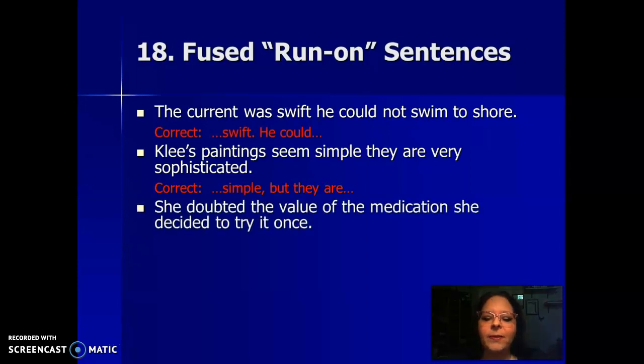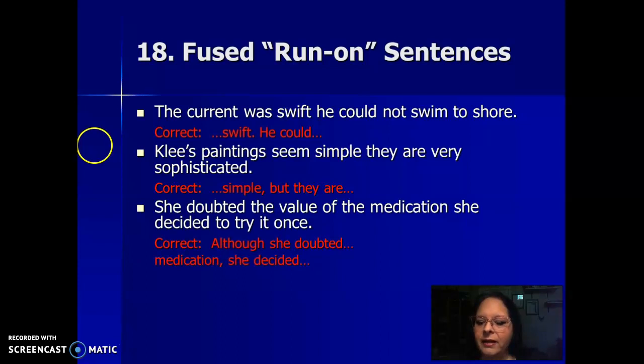She doubted the value of the medication. She decided to try it once. Although she doubted the value of the medication, she decided to try it once. Or she doubted the value of the medication, comma, so she decided to try it once. Sentences have to be connected correctly. And there is a PowerPoint called "What the Beep is a Compound Sentence," I think, or "What the Beep is a Clause." And that one talks more about connecting these types of sentences.